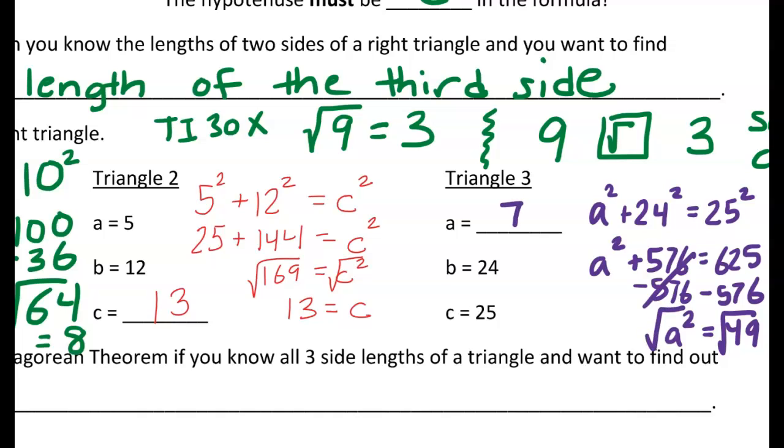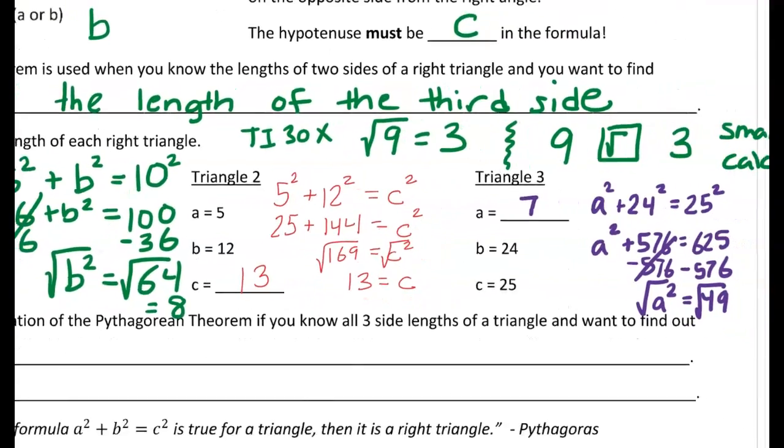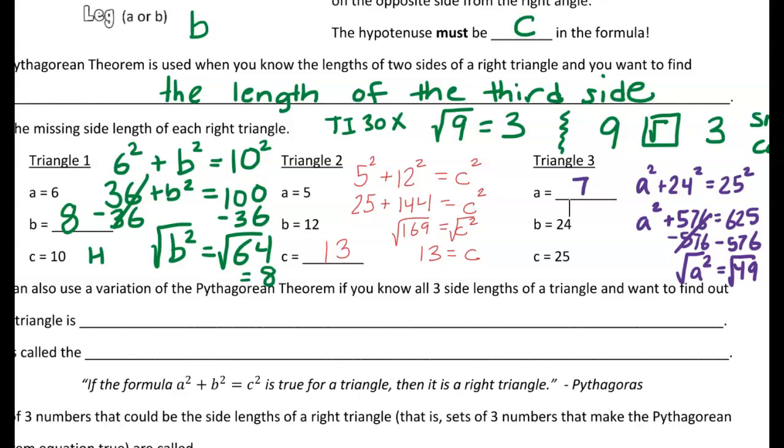And there we go. So another side note is that you can use the Pythagorean theorem when you have all three side lengths and you want to check if the triangle is a right triangle. This is called the converse of the Pythagorean theorem, which just means like backwards.